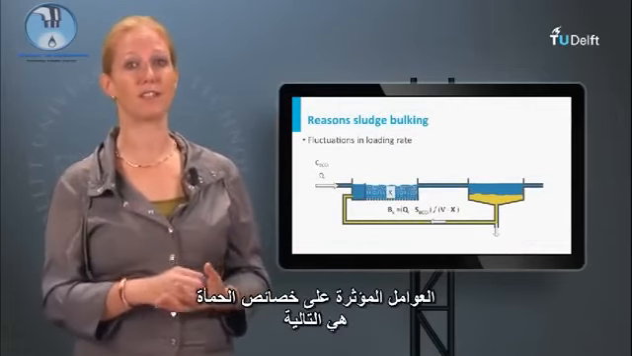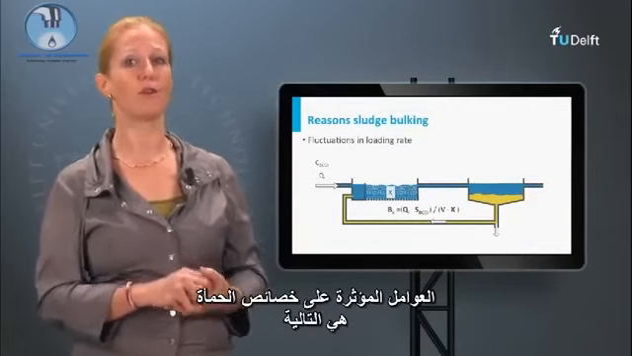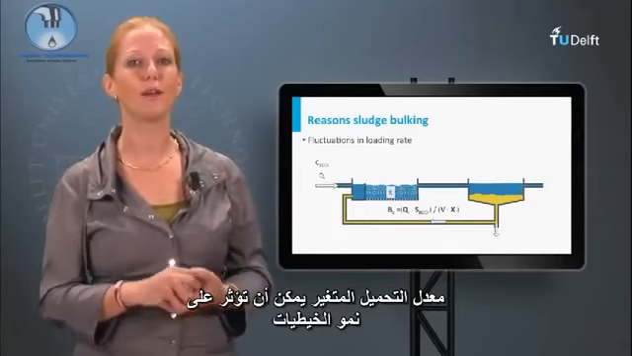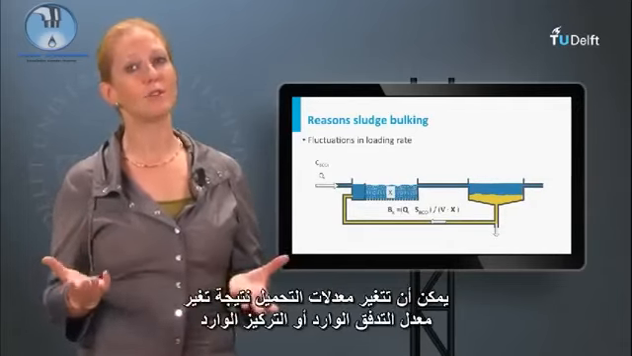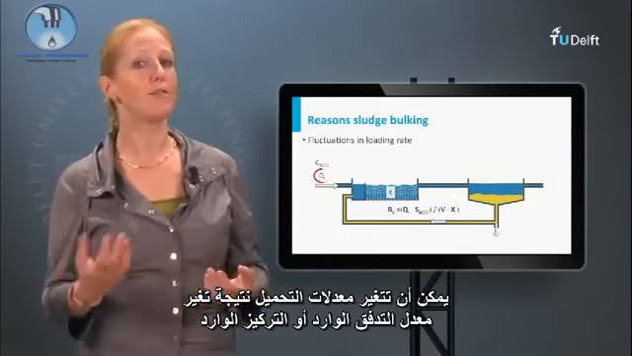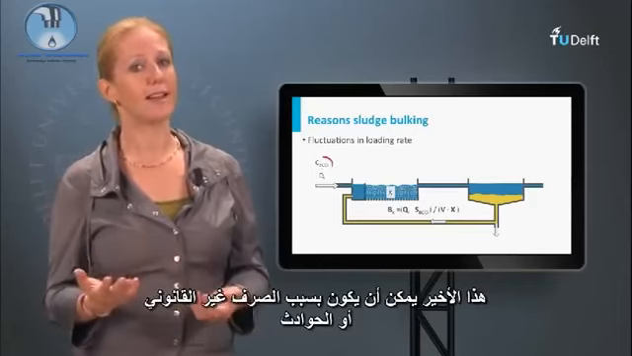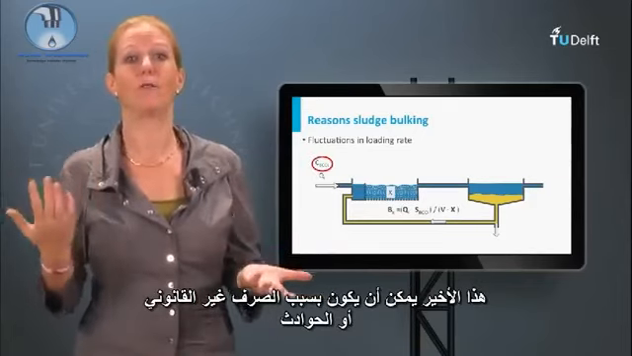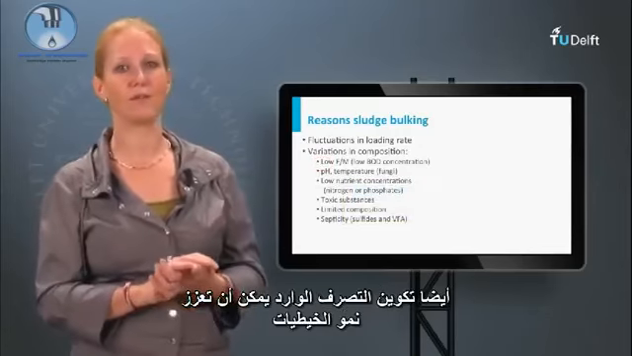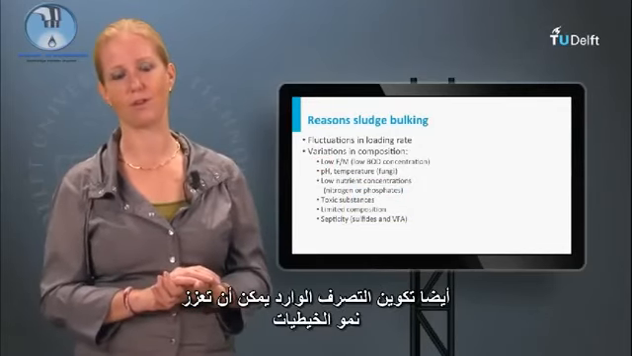Parameters influencing sludge characteristics are the following. A fluctuating loading rate can influence the growth of filaments. Fluctuating loading rates can be due to fluctuating influent flow rate or influent concentration. The latter can be caused by illegal discharges or accidents. Also, the composition of the influent can enhance filamentous growth.